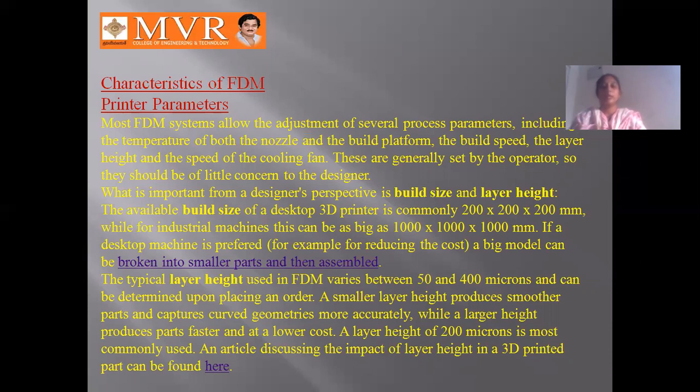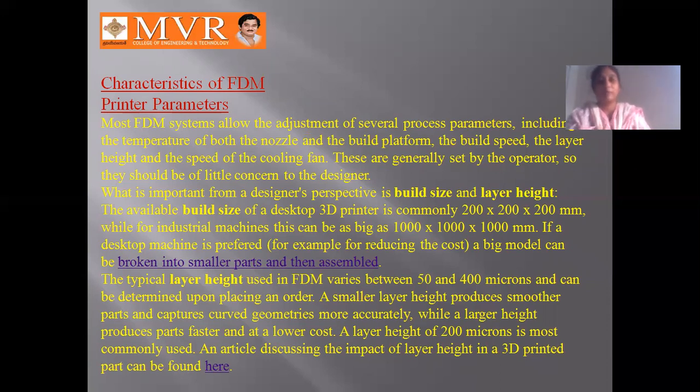The typical layer height used in FDM varies between 50 and 400 microns and can be determined upon placing an order. A small layer height produces smoother parts and captures curved geometries more accurately, while a larger height produces parts faster and at a lower cost. A layer height of 200 microns is most commonly used.